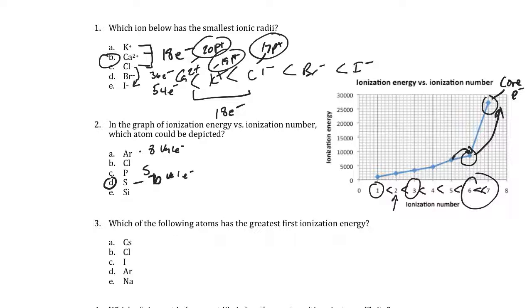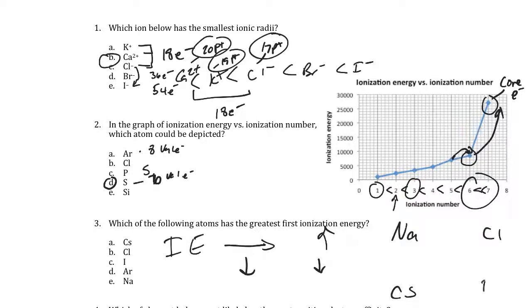So which of the following atoms has the greatest first ionization energy? Ionization energy generally increases from left to right, and then the ionization energy as we go from top to bottom is usually a decrease. Okay, and so it looks like I have elements cesium, sodium, chloride, iodide, and then argon.